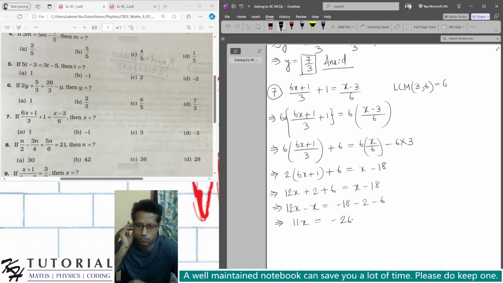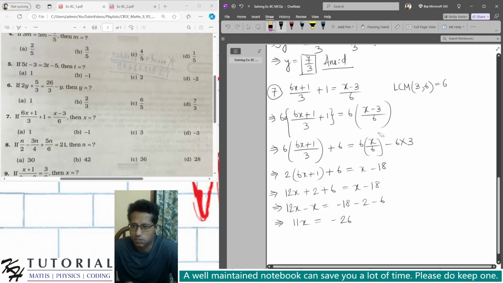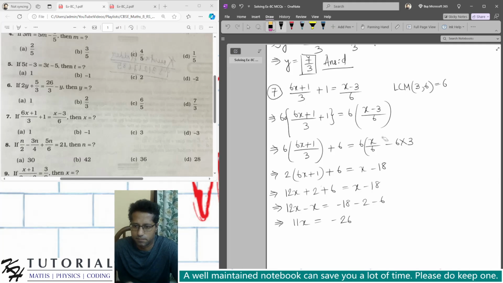I think I've made some calculation mistakes because the answer is coming a little weird. Let me check once again. We multiplied 6 on both sides and we get 6 multiplied by 6x plus 1 by 3 multiplied by 6 is equal to, oh sorry, I'm very prone to make silly mistakes. So this was x minus 3. This was x minus 3. Okay, I will have to rub all the RHS.